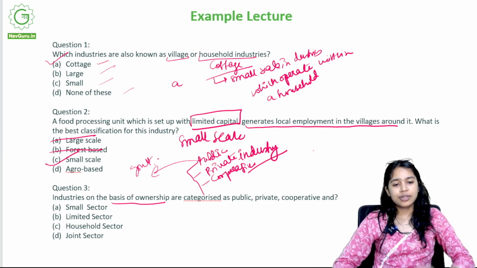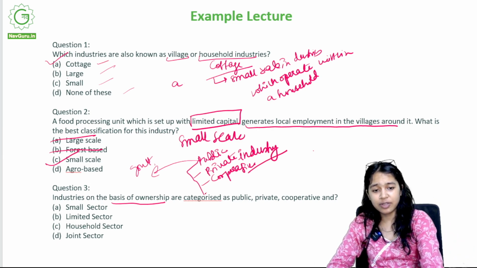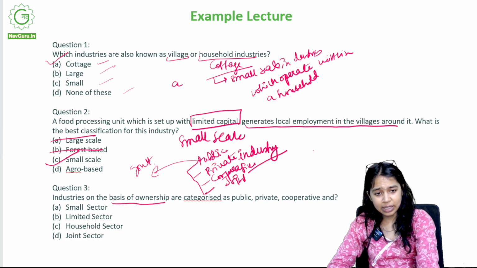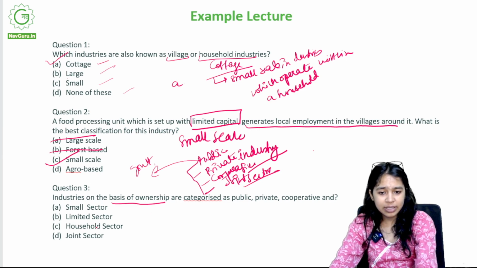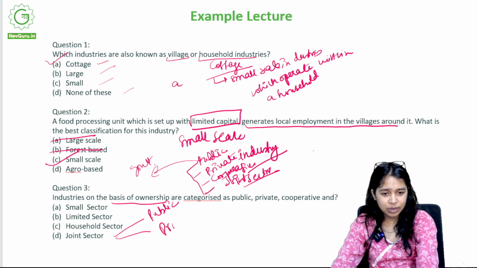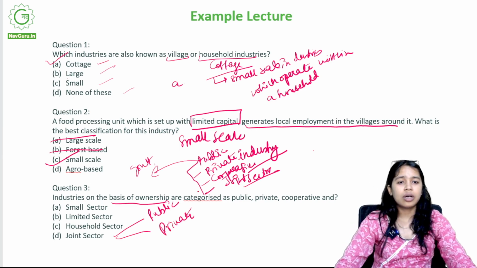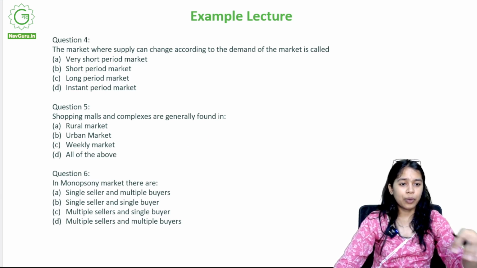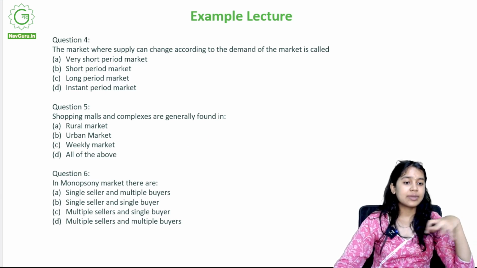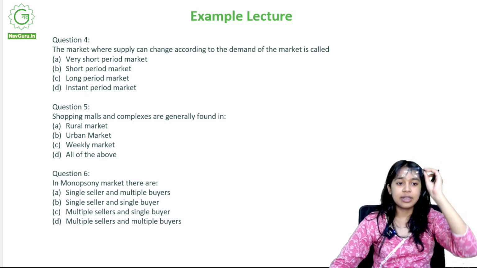Okay. So what is the fourth kind of industry on the basis of ownership? It's joint sector industry. Now what is the joint sector industry? Joint sector means it's controlled by both the government as well as a set of individuals. So they come to a kind of agreement where both the private sector as well as the public sector are responsible for these industries.